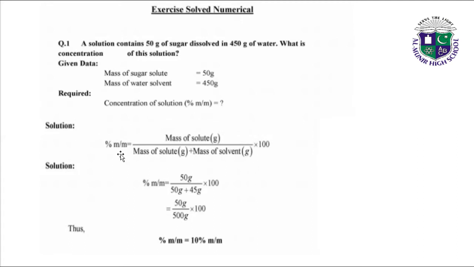So we will use the formula to calculate percent mass by mass: mass of solute in grams divided by mass of solute in grams plus mass of solvent in grams, multiplied by 100. We will put all these above values in this formula and calculate it. We will get the answer, which will be 10%.